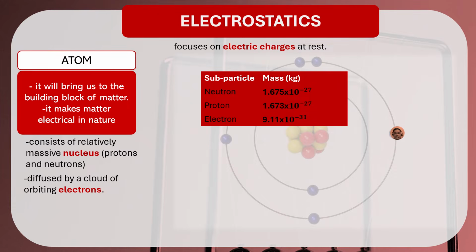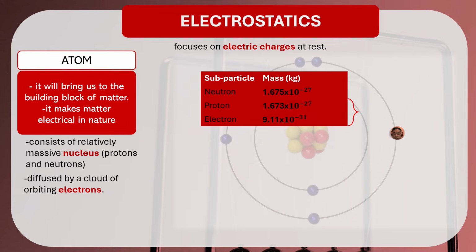The neutron is the heaviest among the three. It has a mass in kilograms of 1.675 times 10 raised to negative 27. Next is the proton, 1.673 times 10 raised to negative 27. Just a little difference. And we have the lightest among the three subparticles, the electron, 9.11 times 10 raised to negative 31.